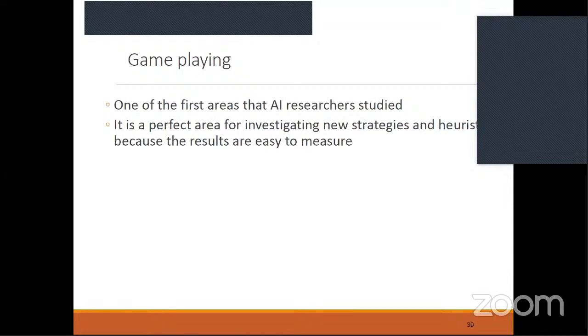One more application of AI is in game playing. This was one of the first areas that AI researchers studied. After the naive stage, people tried to use rules for playing chess. At that time, game playing became more concentrated, and people thought of using AI in games. It was a perfect area for investigating new strategies and heuristics because the results are easy to measure. Even well-known chess players were beaten by Google's DeepMind.